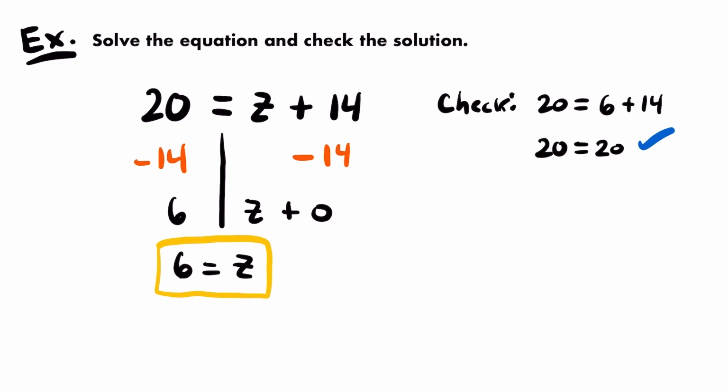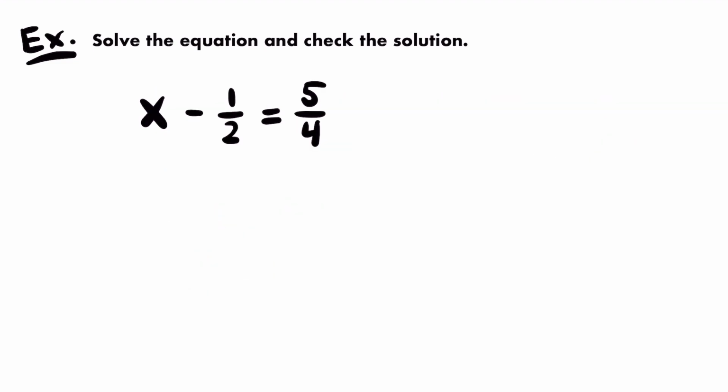Okay, let's take a look at one more example for this video. For our last example, we once again want to solve the equation and check the solution. This time we have some fractions in our equation. We have x minus 1/2 equals 5/4. All right, so even though there's fractions in this equation, the process remains the same. You still want to identify the constant term being added to your variable.